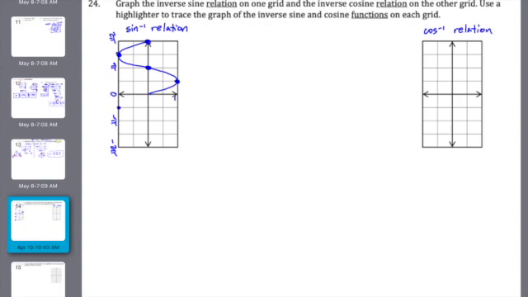So this should actually be at pi halves. We're at -1, and I erased my -1. And then at negative pi, we're back up to 0, and then up to 1. And then at -2 pi, we have a value of 0 again. So I had one of my points in the wrong spot, and that kind of messed me up. So that whole thing is the sine inverse relation.